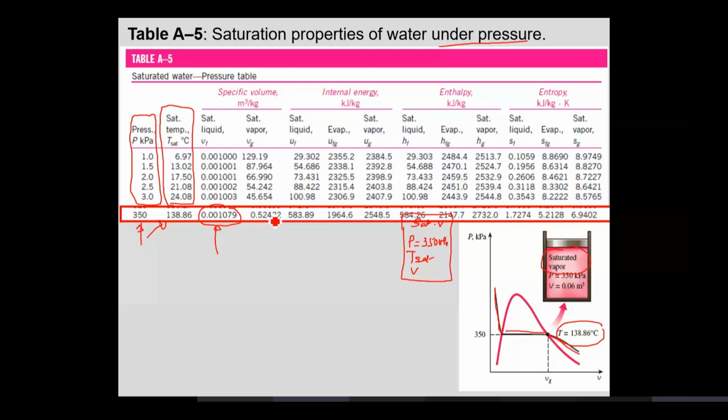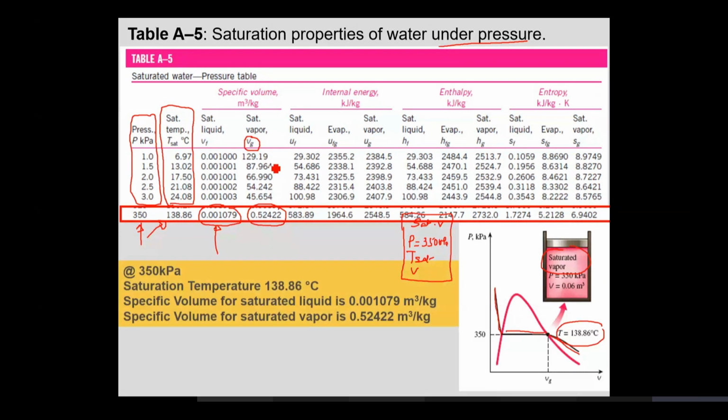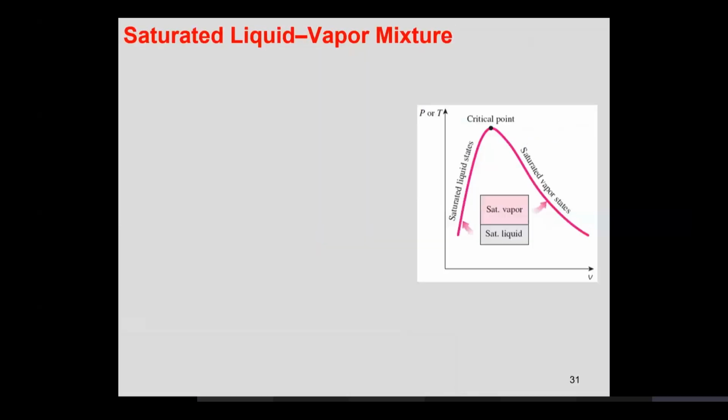So, yes, this would be the specific volume of saturated vapor as represented by Vg. Clear enough? All right, great.